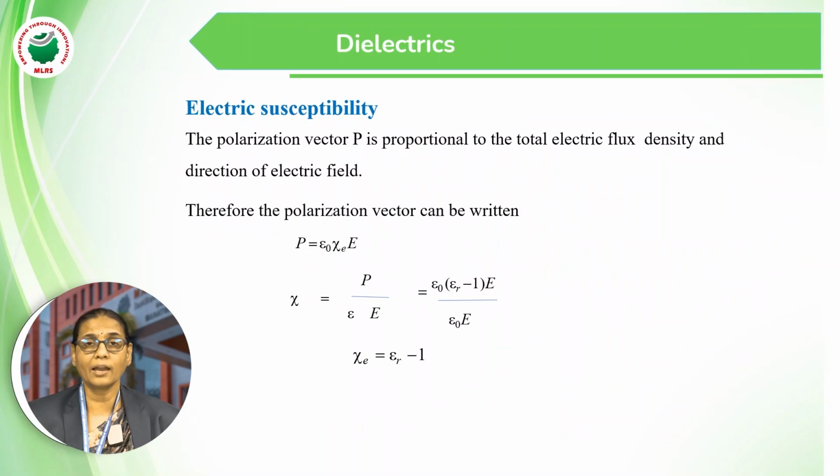Now, next, electric susceptibility, another important definition. Now, susceptibility does not have a perfect definition. Generally, we define it in terms of a property. It is a property of a material. It does not carry a particular definition.